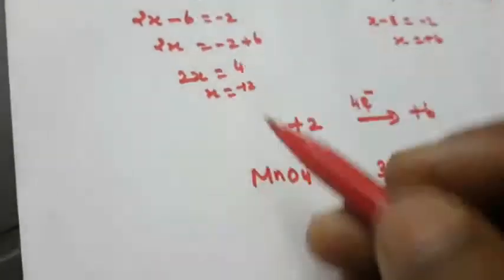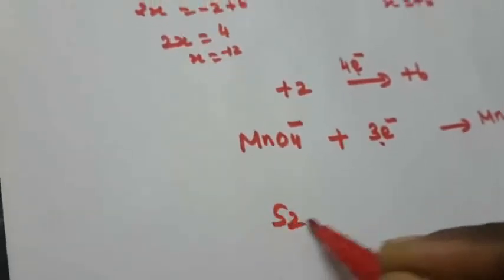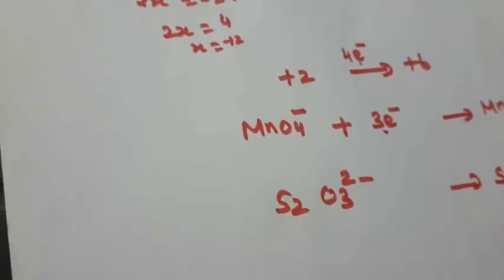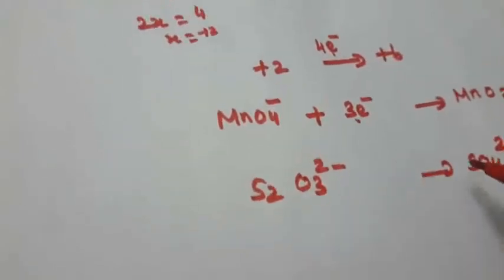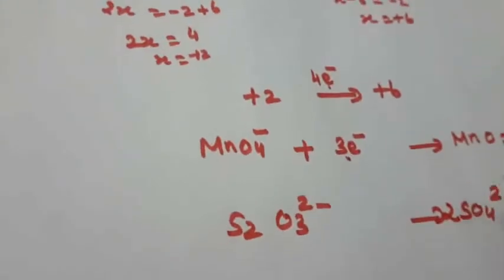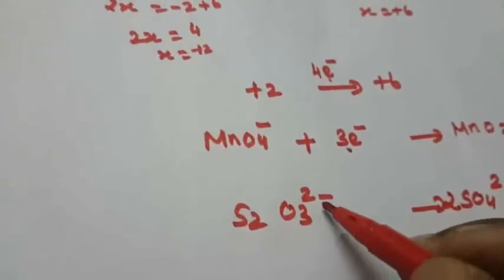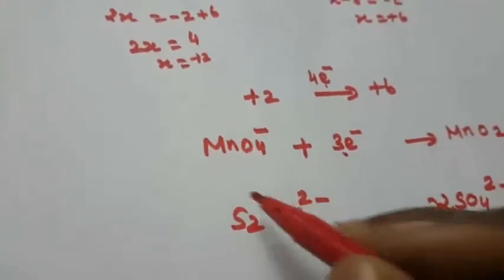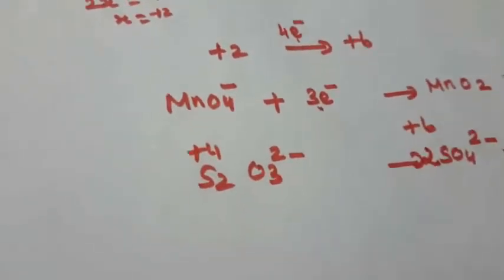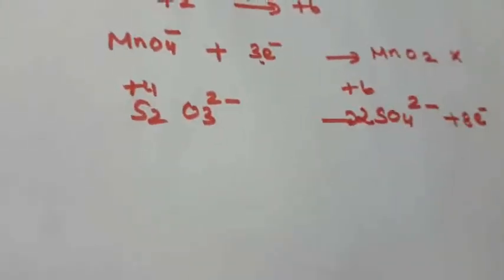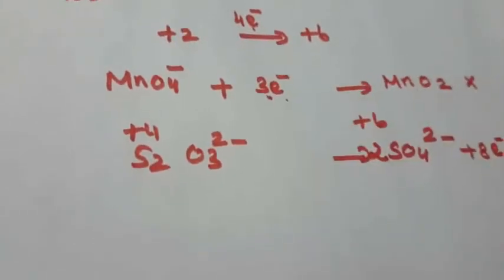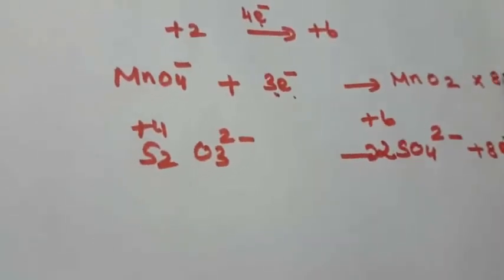Now next we are going to balance this equation. S2O3 2 minus, then SO4 2 minus. So how many electrons? Here is 2, so here writing 2s. So here that is the plus 6 oxidation state. So totally how many electrons are there? Here minus 2 charge is there, plus this is plus 4, this is plus 6 oxidation state. How many electrons? That is 8 electrons, right? So now this equation is multiplied by 3, and this equation is multiplied by 8.